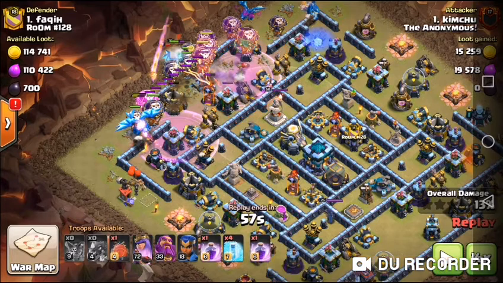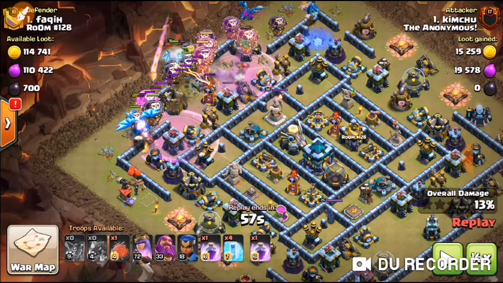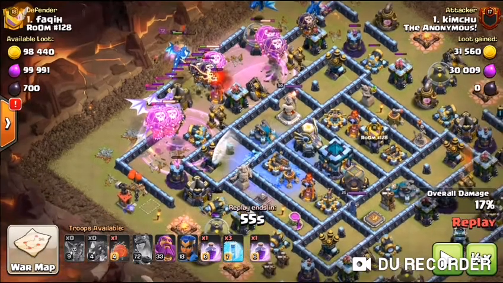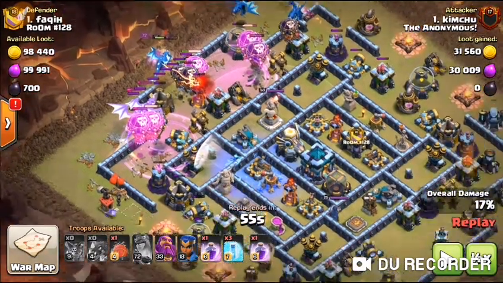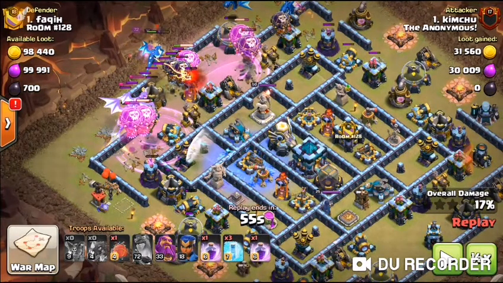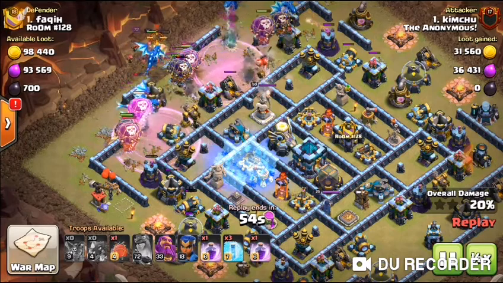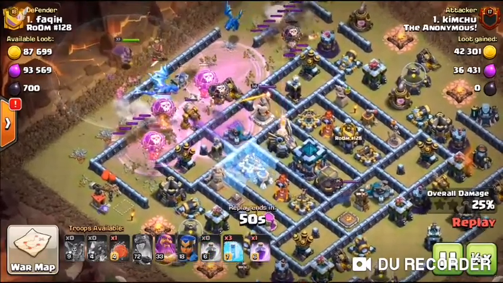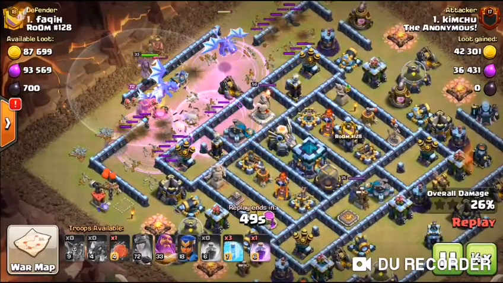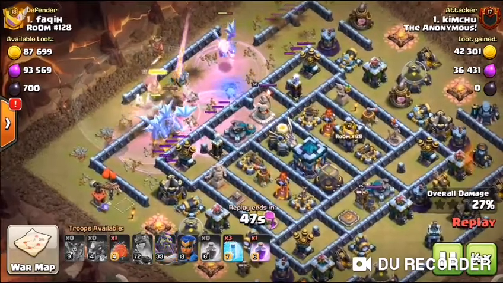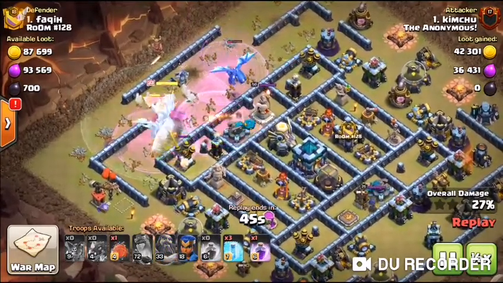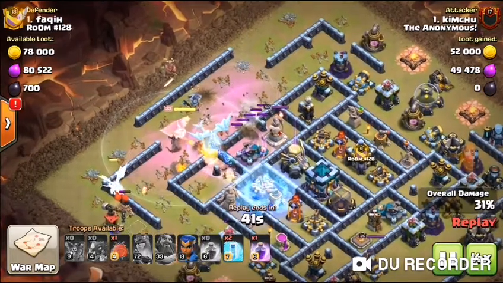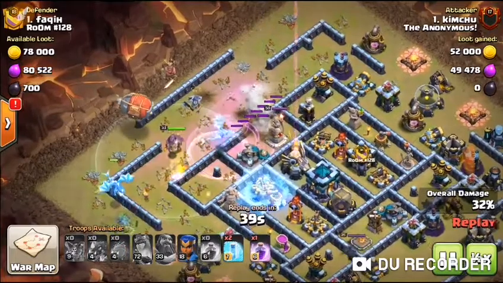Also you may see that here, in this area, he has deployed another spell. Okay, so you can see, guys, the portion covering the rage is almost cleared by the dragon and the balloons. Okay, let us move to the next example.